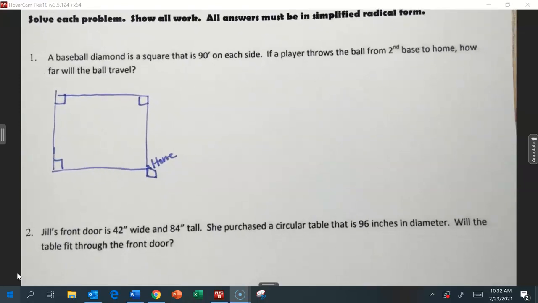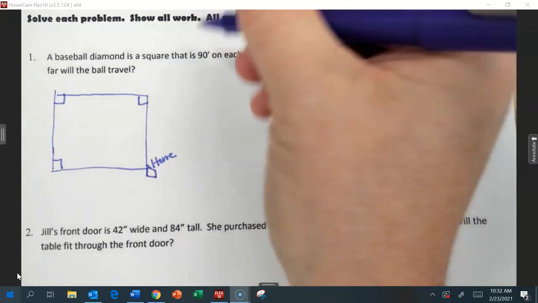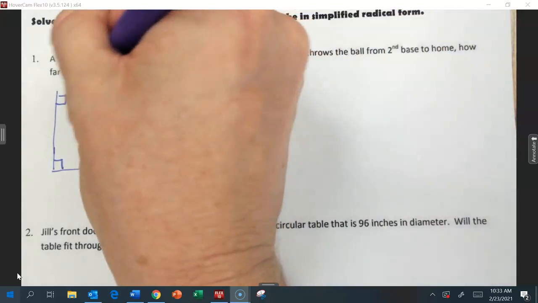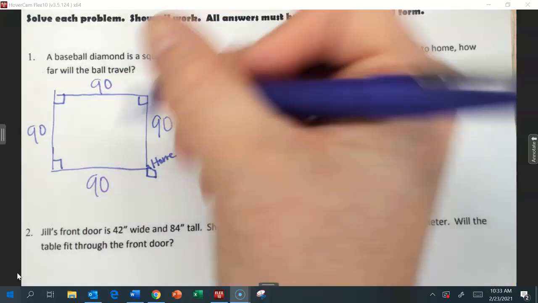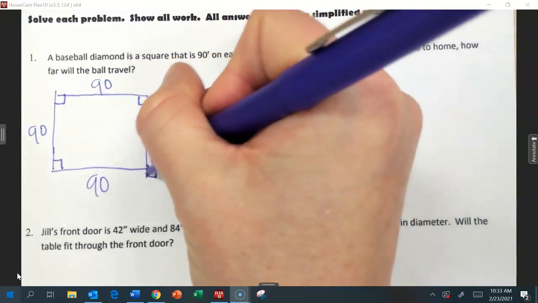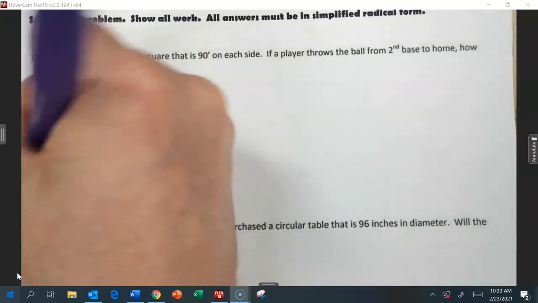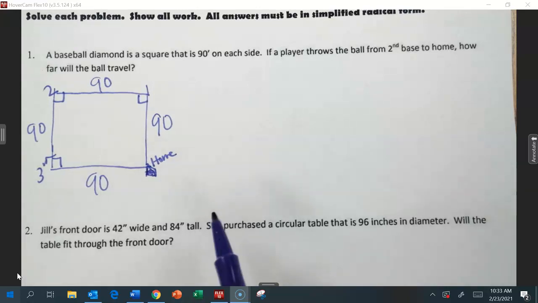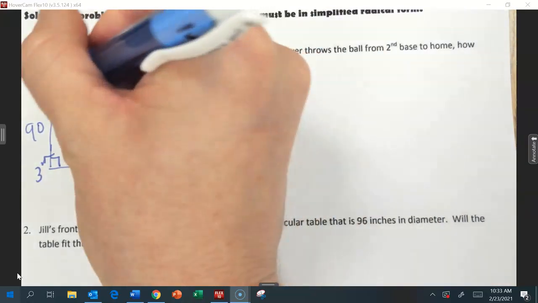So we have a baseball diamond, and I drew basically the square that it was telling us, and it says that it's 90 feet on both sides. So I'm going to mark all of these just to remind myself that a square has all four sides the same. And I drew my little home plate, and then this is first base, we have second base, and third base. It says if a player throws the ball from second base to home, how far will that ball travel?